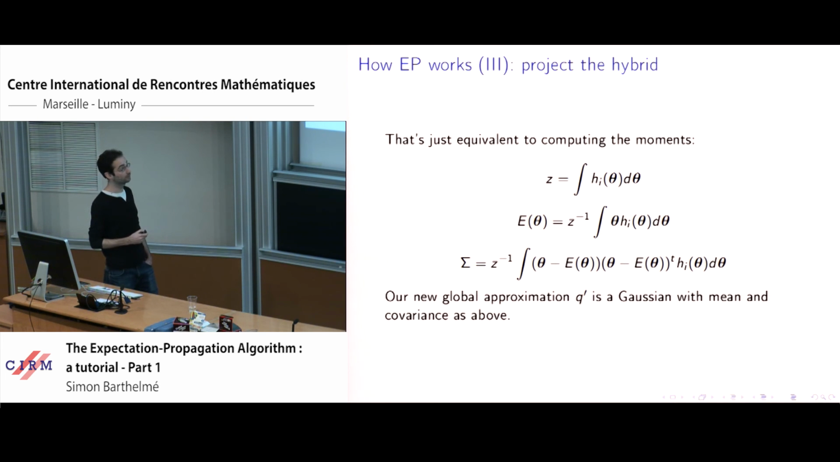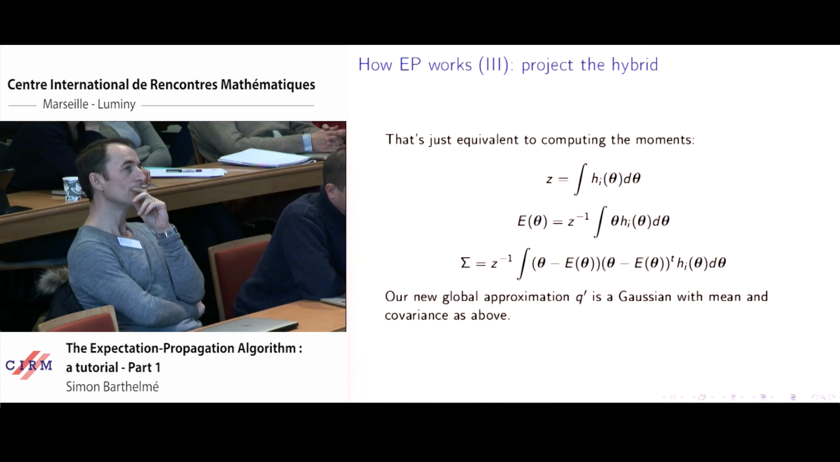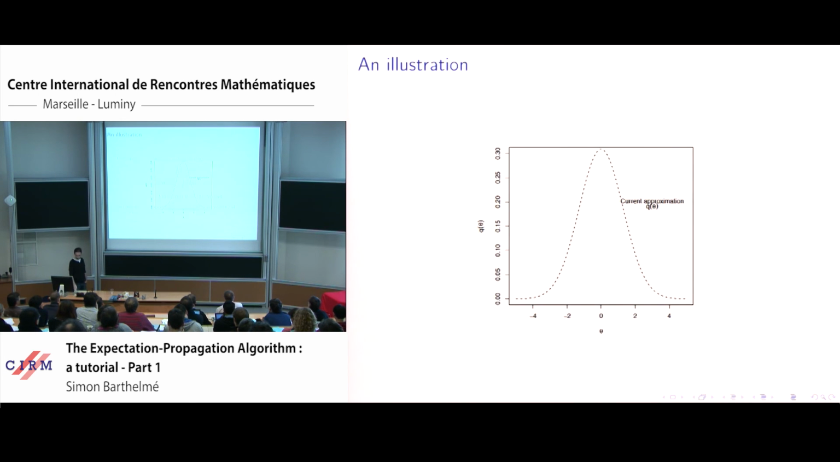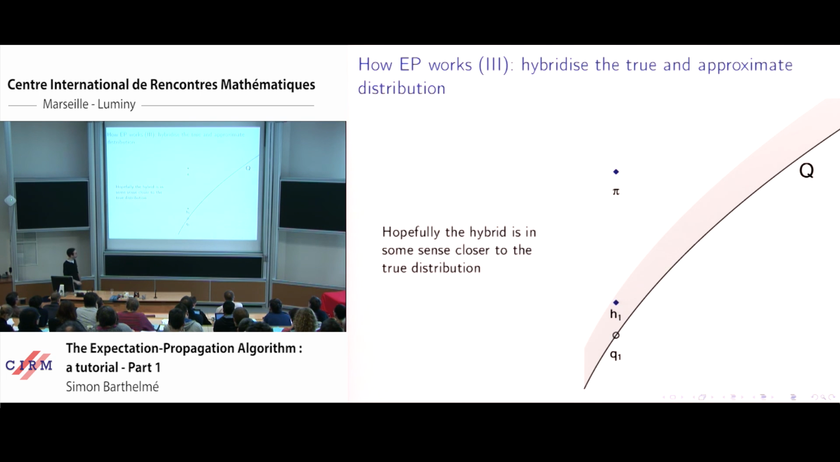So I'm going to need a normalization factor, because my hybrid distribution contains a likelihood, so it's not normalized. This is just like a small marginal likelihood, if you like. So the z, and then I need the expectation over the hybrid. So it's just theta times the hybrid divided by z, integrated over d theta, and then I need a covariance. So I'm just computing 3 moments, a moment of order 0, a moment of order 1, and a moment of order 2. And that gives me a new Gaussian with these moments. Okay, and that's my new Gaussian approximation. I've projected back to the space of Gaussians. So here, the last step would be, I've taken H1, and then we're back onto Q.